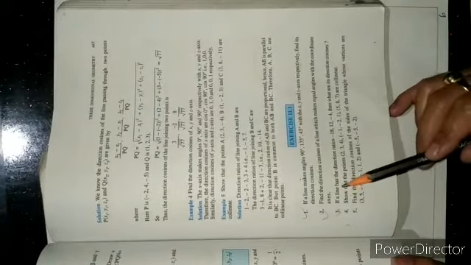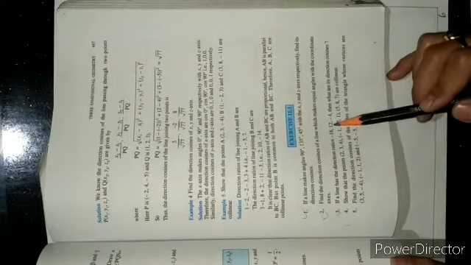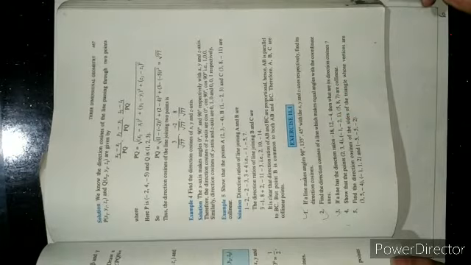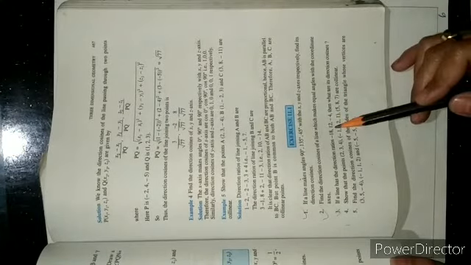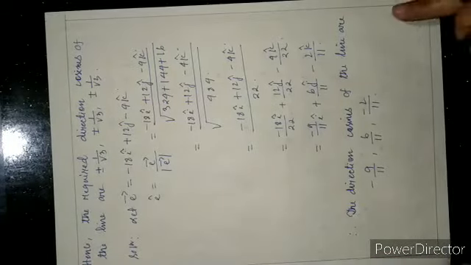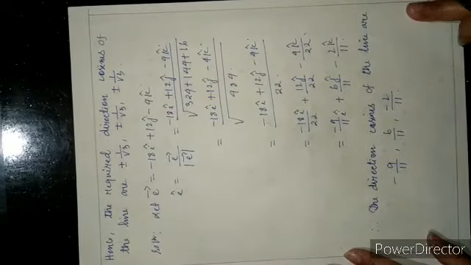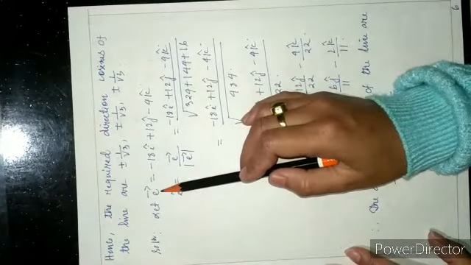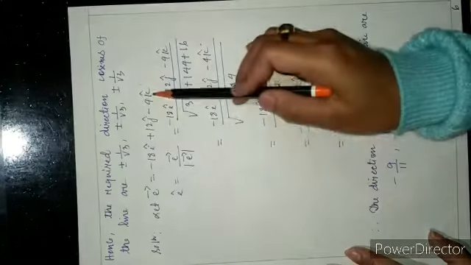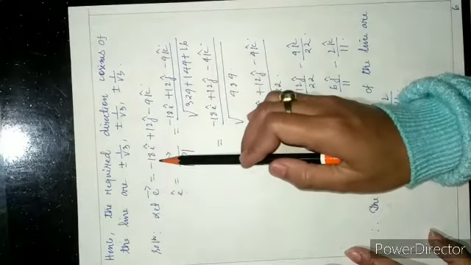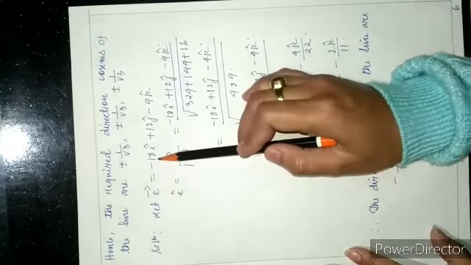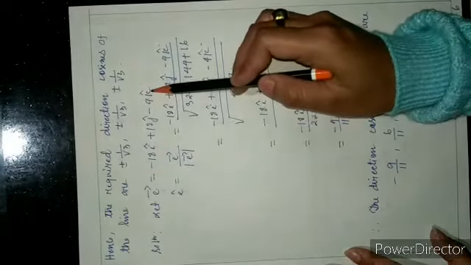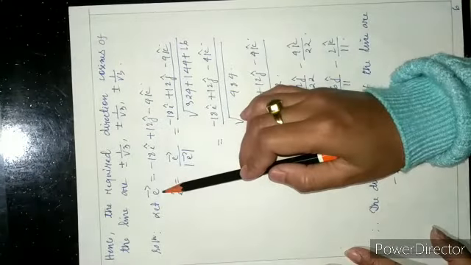Next question number 3. If a line has the direction ratios minus 18, plus 12 and minus 4, then what are its direction cosines? Direction cosines are the components of any unit vector, and direction ratios are the components of any vector. Given the direction ratios, let the components of the vector be minus 18i plus 12j minus 4k, the direction ratios of the vector.